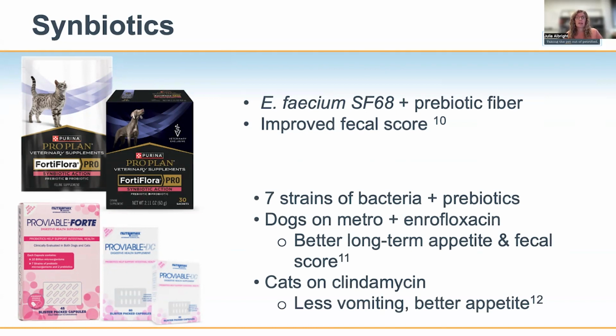And then another product out there that has been shown to have similar effects, another symbiotic product, Nutramax has Proviable, and this is 7 strains of bacteria with the prebiotics as well. So dogs that were given metronidazole and enrofloxacin had a better long-term appetite and fecal score compared to when given the antibiotic alone. And cats that were given clindamycin had less vomiting and better appetite compared to antibiotic alone.